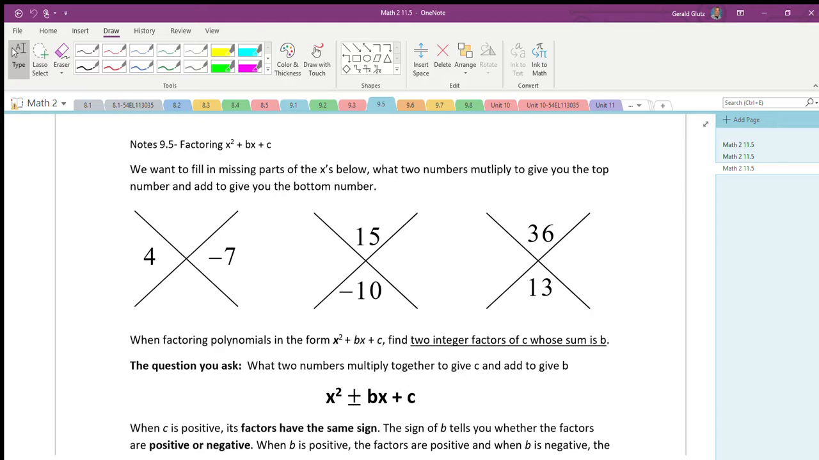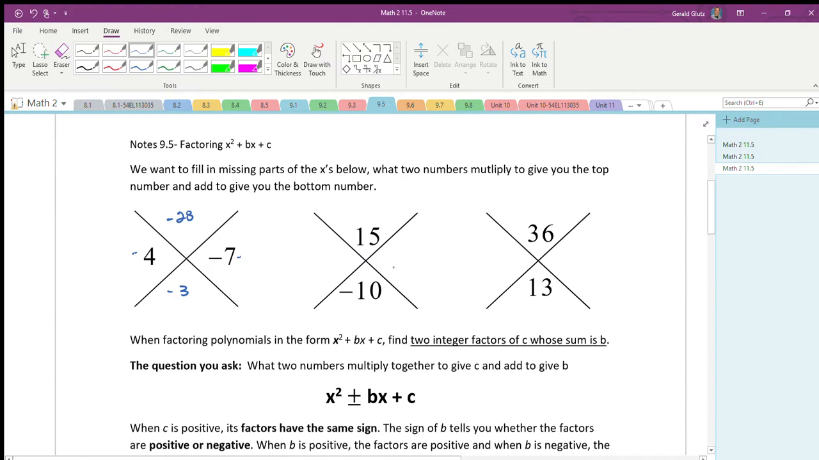So when you're factoring trinomials, you're going to be playing a game pretty much. What you need to do to be successful at that game is you're going to have two numbers. In this case, we're just going to multiply these two numbers to get the top number, and then add those two numbers to get the bottom number.